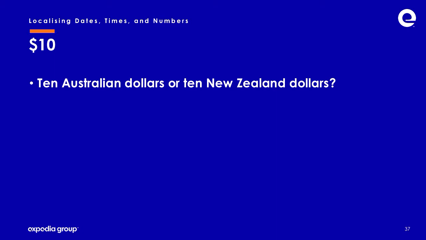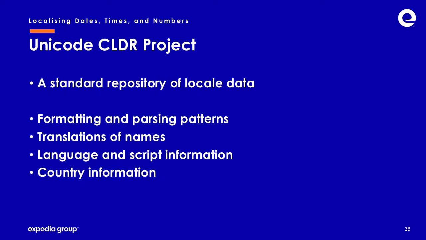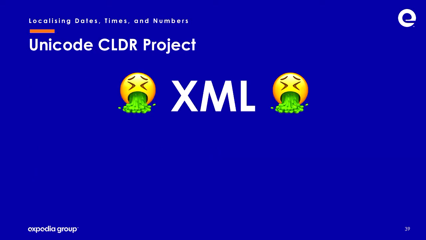You need a way to print your dates, times, and numbers in the way that is expected for your locale. It would be great if there was a database of all of that information for you. And fortunately, there is. The Unicode Consortium, the same people who gave us the vomiting face emoji, have the CLDR project. That's the Common Locale Data Repository, which is basically a standard repository of all of this data that you're going to need. There is a downside, and here's that vomiting face emoji.